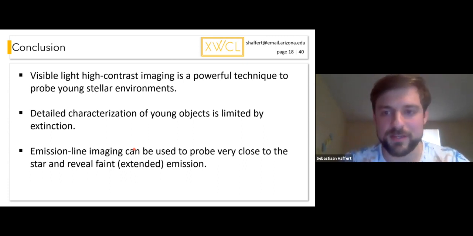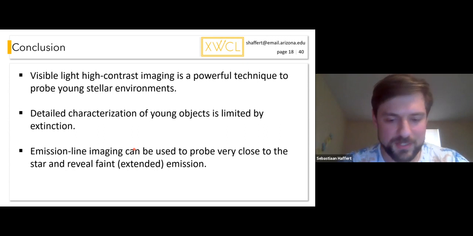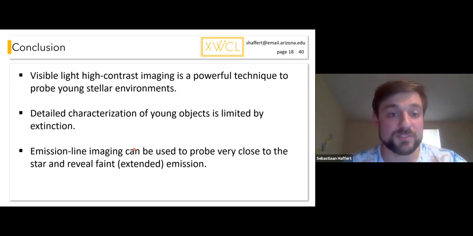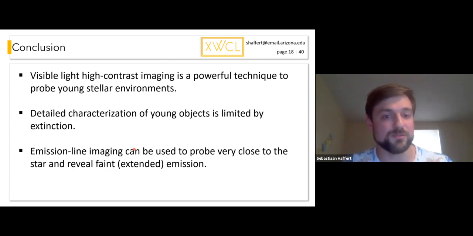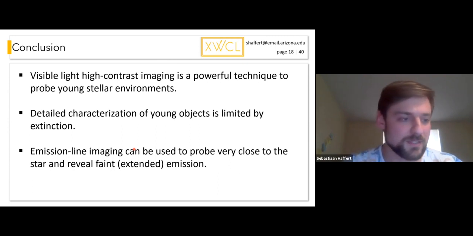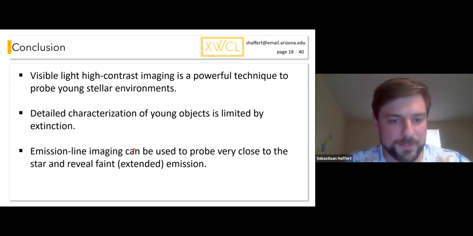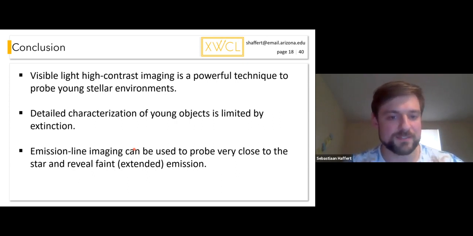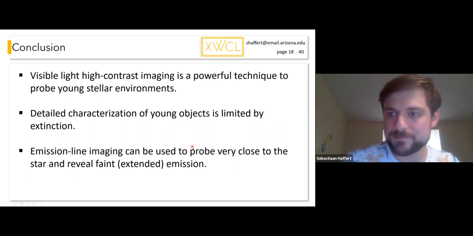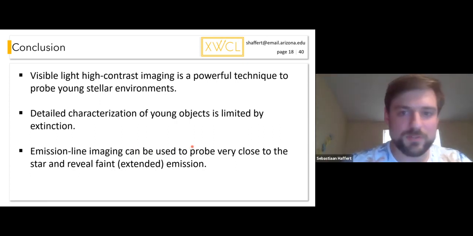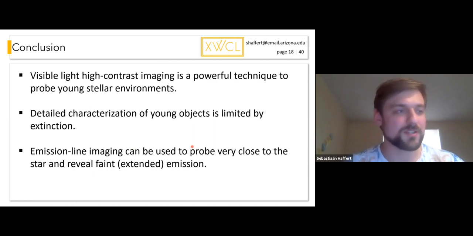Now we've gone through the presentation. I've shown you a little bit of what we can do with visible light, high contrast imaging. I think it's a powerful technique to probe the young stellar environment, because we can do detailed characterization of young objects. However, it is really limited by our knowledge of the extinction towards the object. The other thing is that we can find very faint emission lines and probe very close to the star, both for extended and point source emission. Yes, so thank you. And people can ask questions if they want.